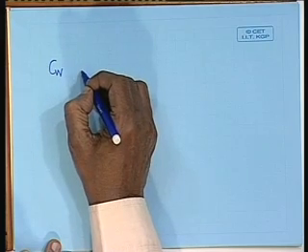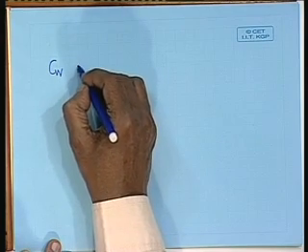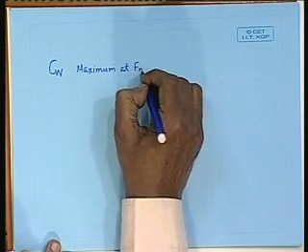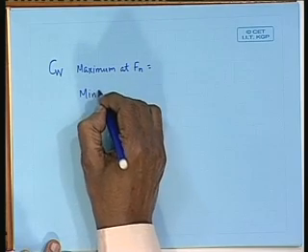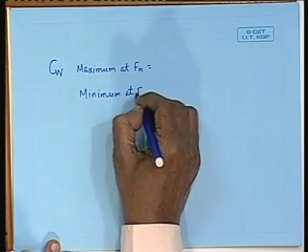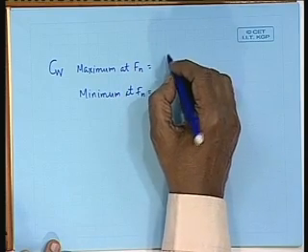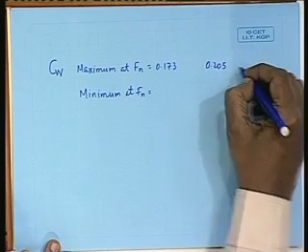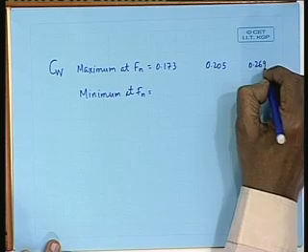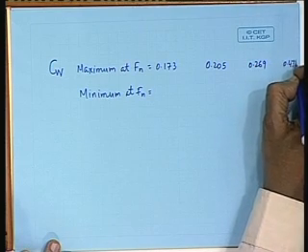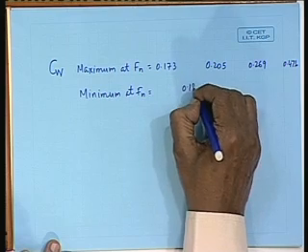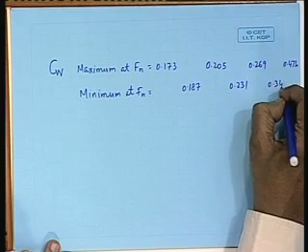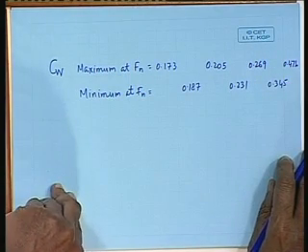Cw will be maximum at certain Fn and minimum at certain Fn. I write these things.